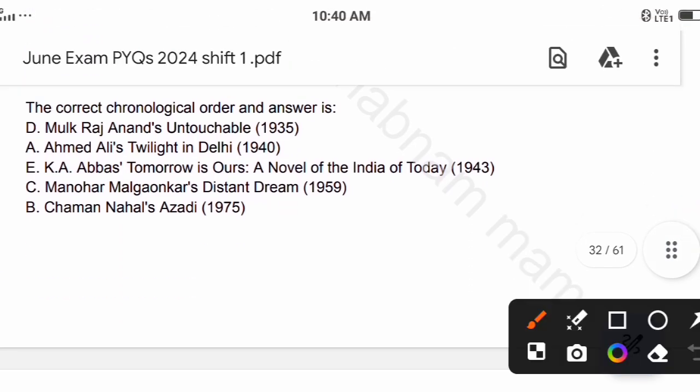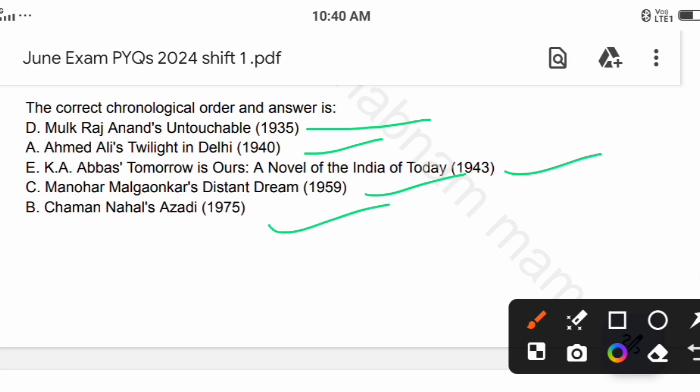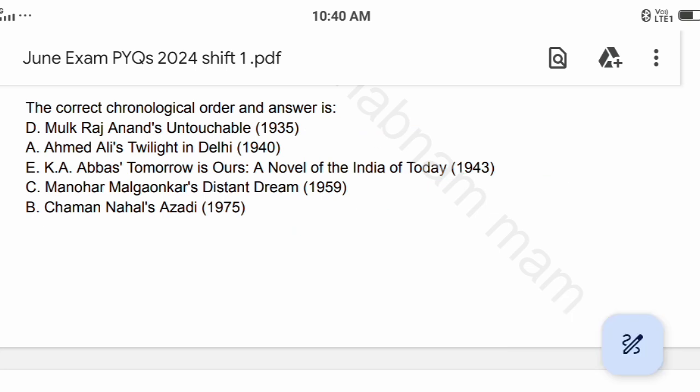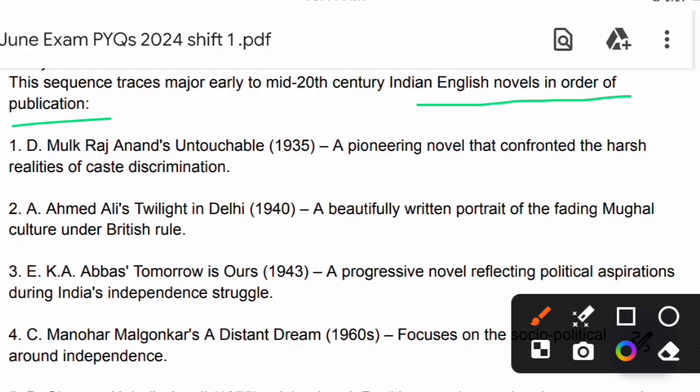See the years. The correct chronological order: Mulk Raj Anand's Untouchable 1935, Ahmad Ali's Twilight in Delhi 1940, K. A. Abbas' Tomorrow is Ours, a novel of the India of today, 1943, just four years before our freedom, Manohar Malgaonkar's Distant Dream 1959, and Chaman Nahal's Azadi 1975. These are the publication years of these works. These writers have been taken from mid 20th century Indian English.